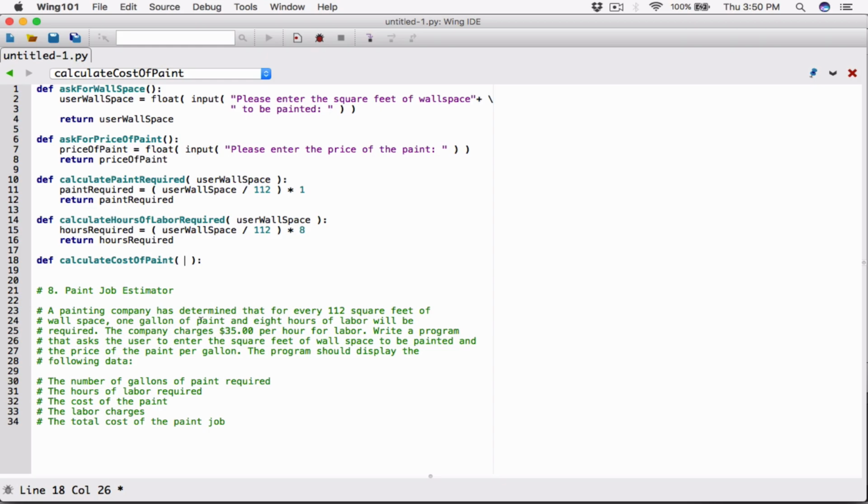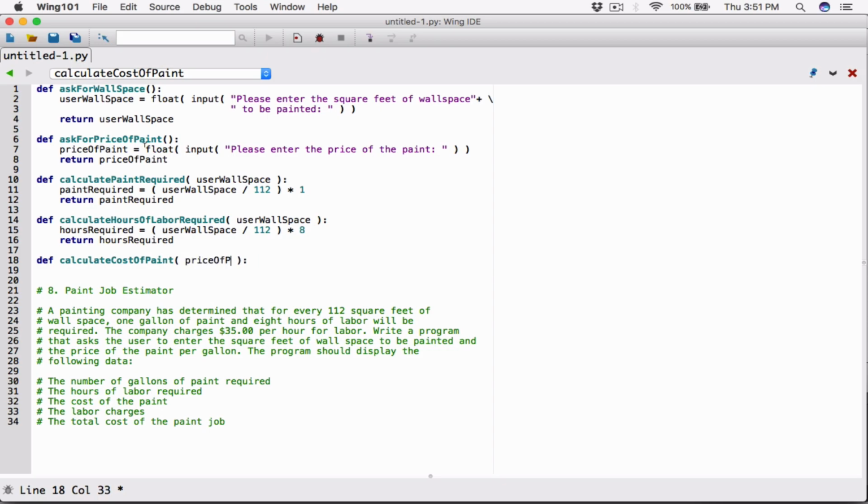Now, remember over here, we asked the user for the price of the paint. So if we have the price of the paint, then we have to multiply it by how many gallons of paint we need. Remember, we have a function that's calculating paints required. If we know the number of paints required, then we can multiply it by the price that the user typed. We have to multiply the gallons of paint required by the price of the paint to know the cost of the paint. So calculate cost of paint, first of all, is going to need the price of the paint.